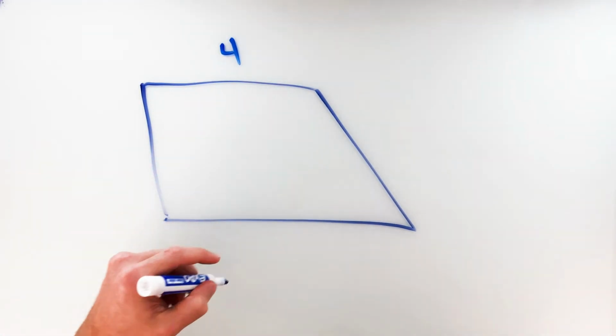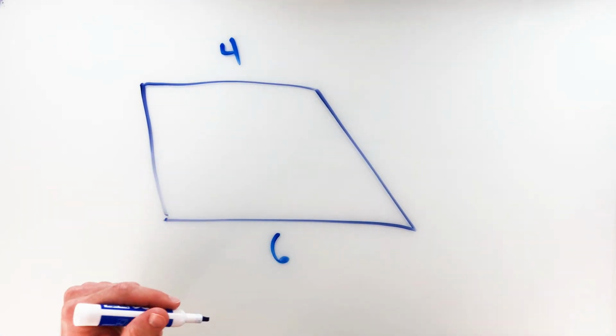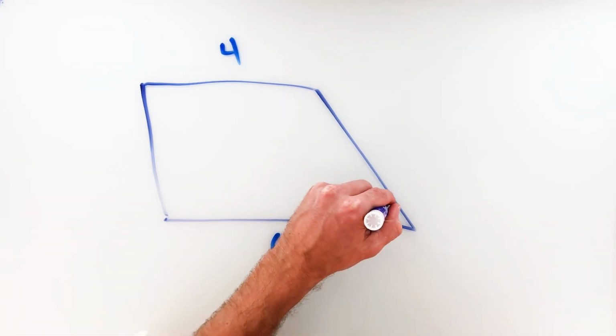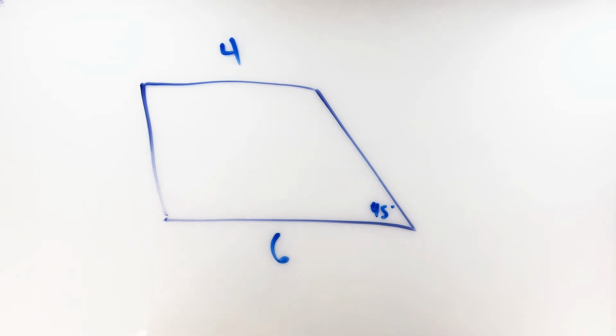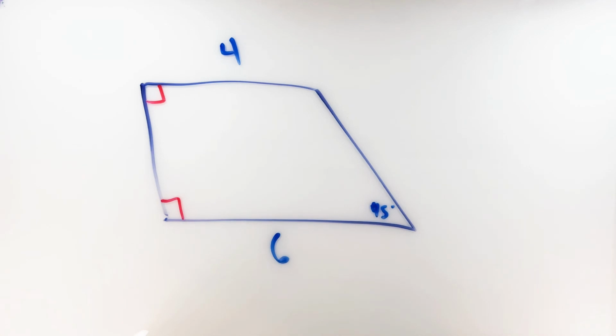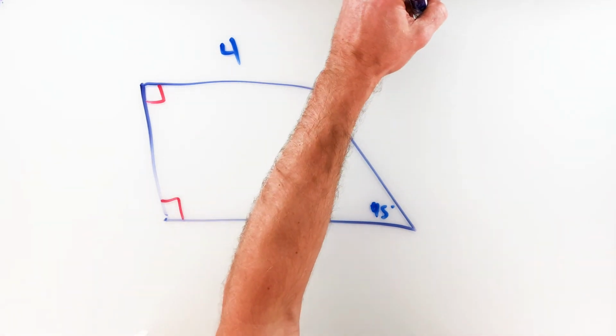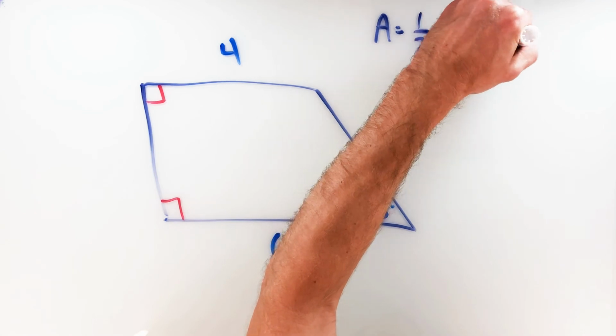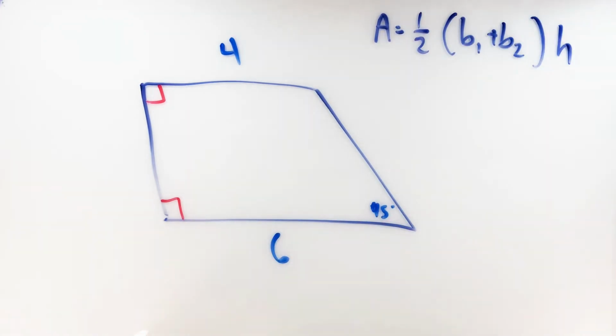So we've got 4 up top, we'll say 6 across the bottom, and we'll put a 45-degree angle in the corner. Okay, so once again I'm going to start with the formula: 1/2 base 1 plus base 2 times the height.